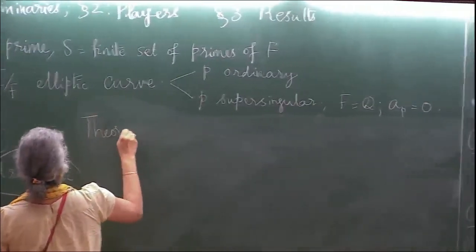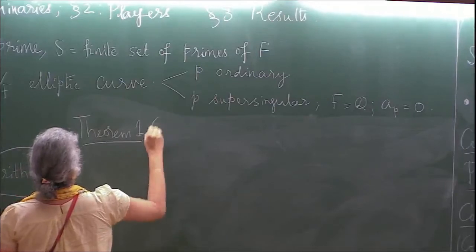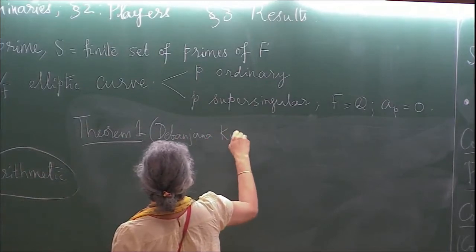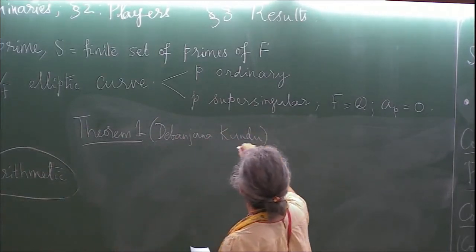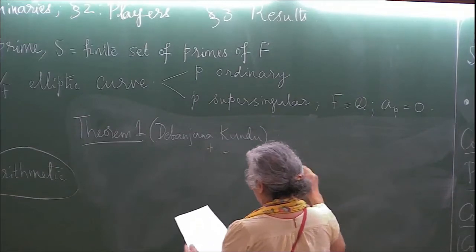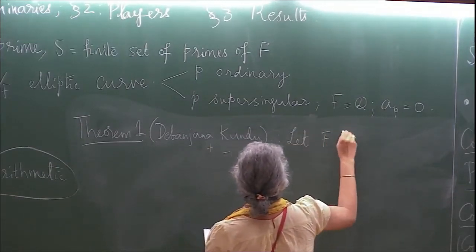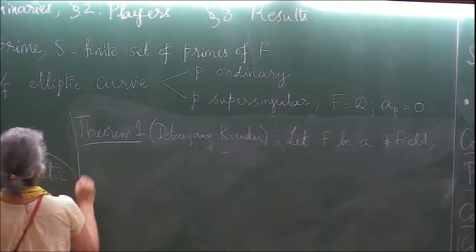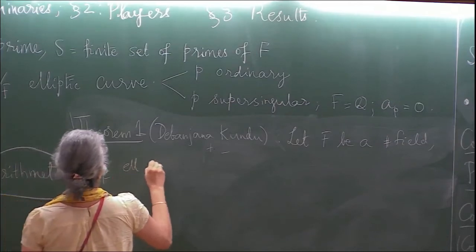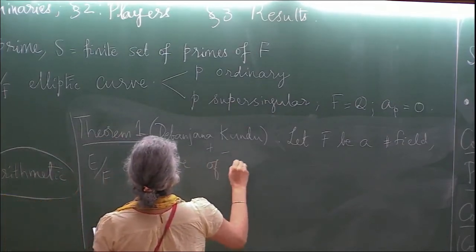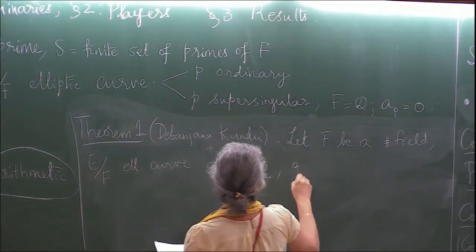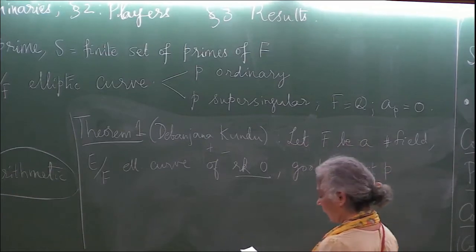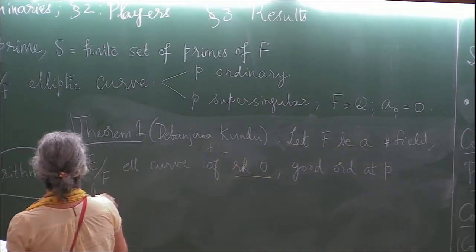Theorem 1, this is recent work with Debanjana. She's a student at University of Toronto, but who's being co-supervised with me. And this says the following: let F be a number field, E over F an elliptic curve of rank 0, good ordinary at P, at all the primes above P, and we need this strong assumption.